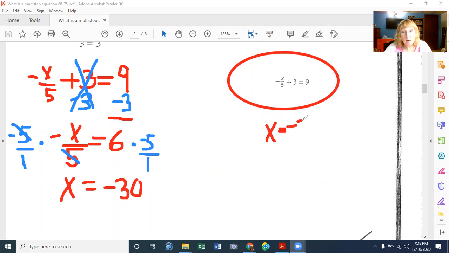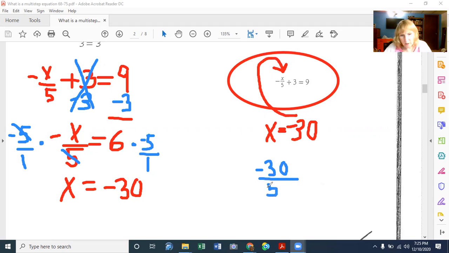If I'm doubting myself and I'm wondering if I got that correct, I can always plug my answer back into the problem and check that I've made a true statement. So let's just do that to see how we'd check. So we would put negative 30 in for x over 5. And don't forget there's a negative sign there in front of that. Plus 3 equals 9. So let's solve and see if we get the answer to equal 9.